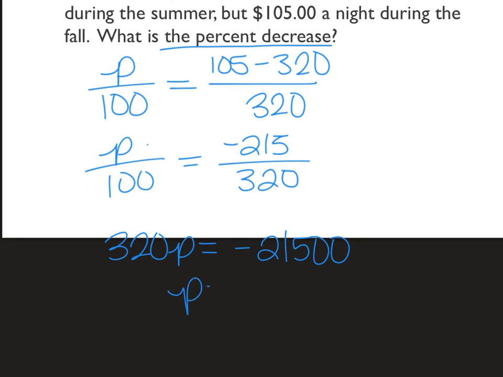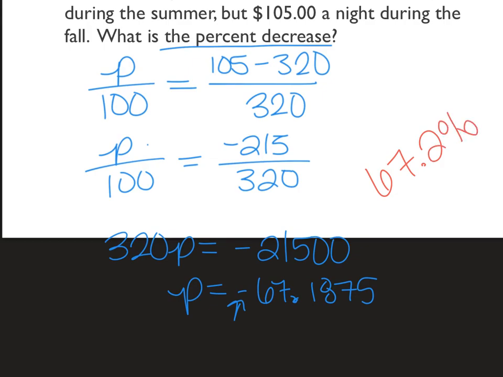So I'm getting P equals negative 67.1875. I'm not going to leave this negative. This negative is just telling me that it is a percent decrease. So we're just going to go ahead and say that their price decreases 67.2% from the summer to the fall.